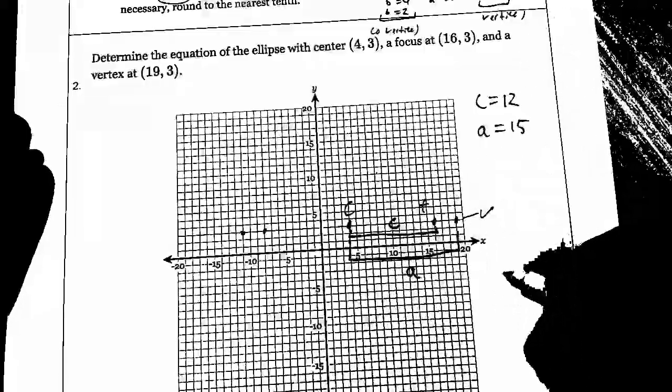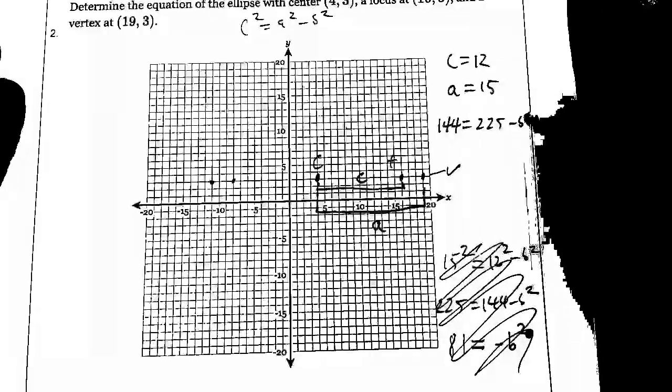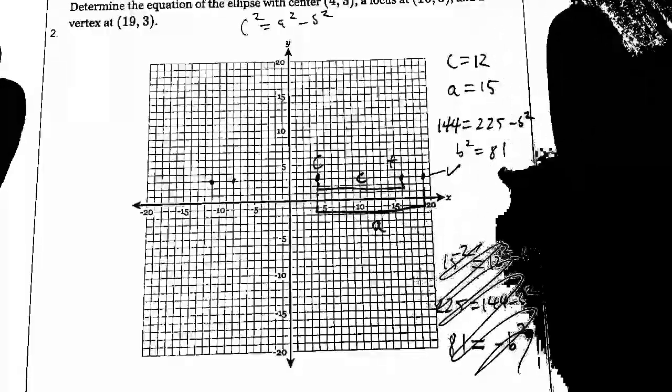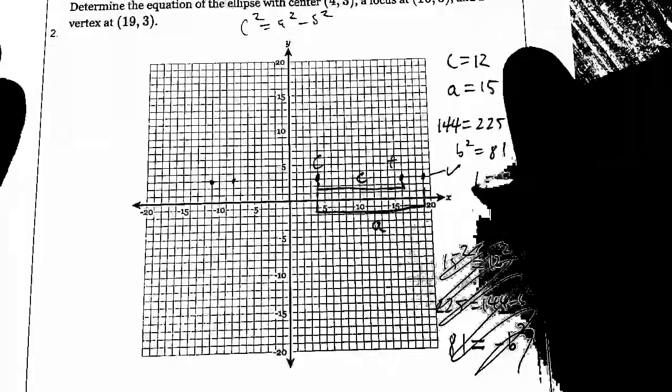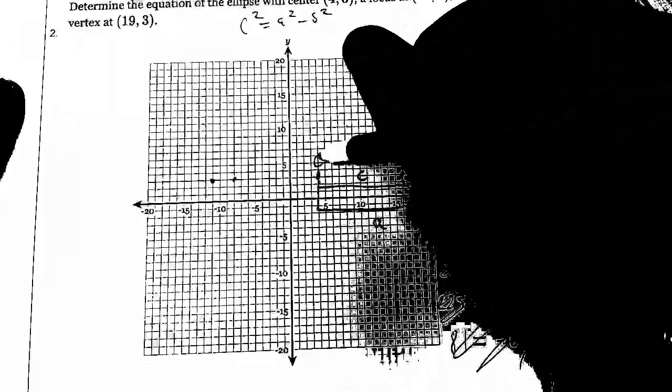I need to get b. The equation for ellipses is c squared equals a squared minus b squared. So 144 equals 225 minus b squared. Now this is looking better. Now we would get b squared equals 81 and b is 9. Okay? So if b is 9, that means I would go up 9, 1, 2, 3, 4, 5, 6, 7, 8, 9. And 1, 2, 3, 4, 5, 6, 7, 8, 9 down. And there we go. I have my ellipse.